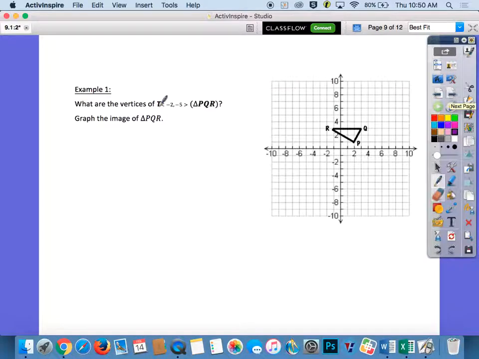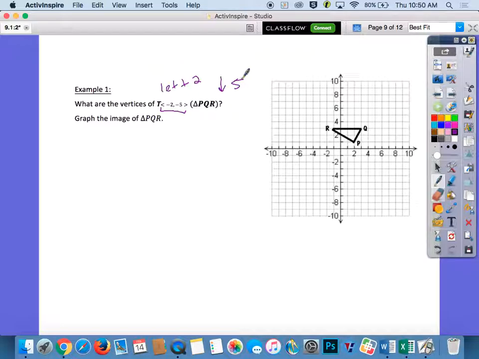So same thing here, translation. This is what I want you to focus on. All we're going to do is we're just going to translate this guy. So I'm going to take each point here and I'm going to move it to the left 2, and I'm going to move it down 5. Left because it's negative. Before, you would have it -2, -5.